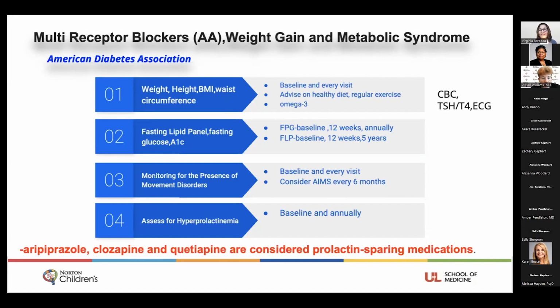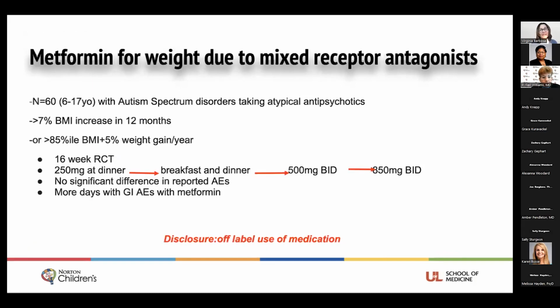And then, of course, with the hyperprolactinemia, always get that at least at baseline. There is some discussion about the regular monitoring of prolactin, but it's important, especially if you're prescribing risperidone, because other medications can be prolactin sparing. So aripiprazole typically decreases prolactin, so we don't need to check prolactin for aripiprazole.